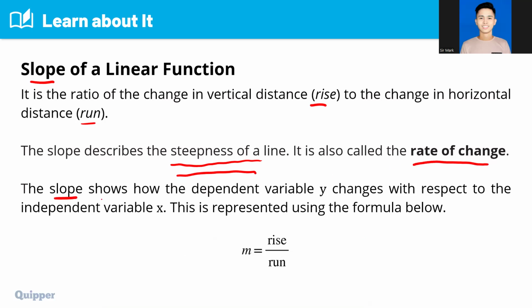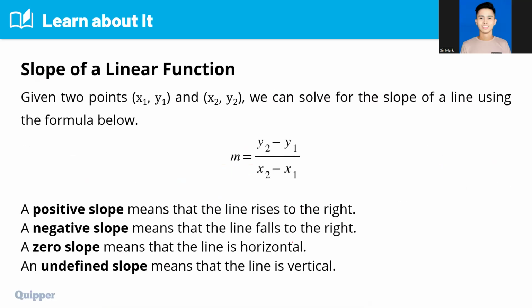So the slope shows how the dependent variable, can you still remember the dependent variable? The dependent variable is y because its value depends on the value of x. So it changes with respect to the independent variable x. So the representation of the slope of a linear function is given by slope equals rise over run. Rise over run.